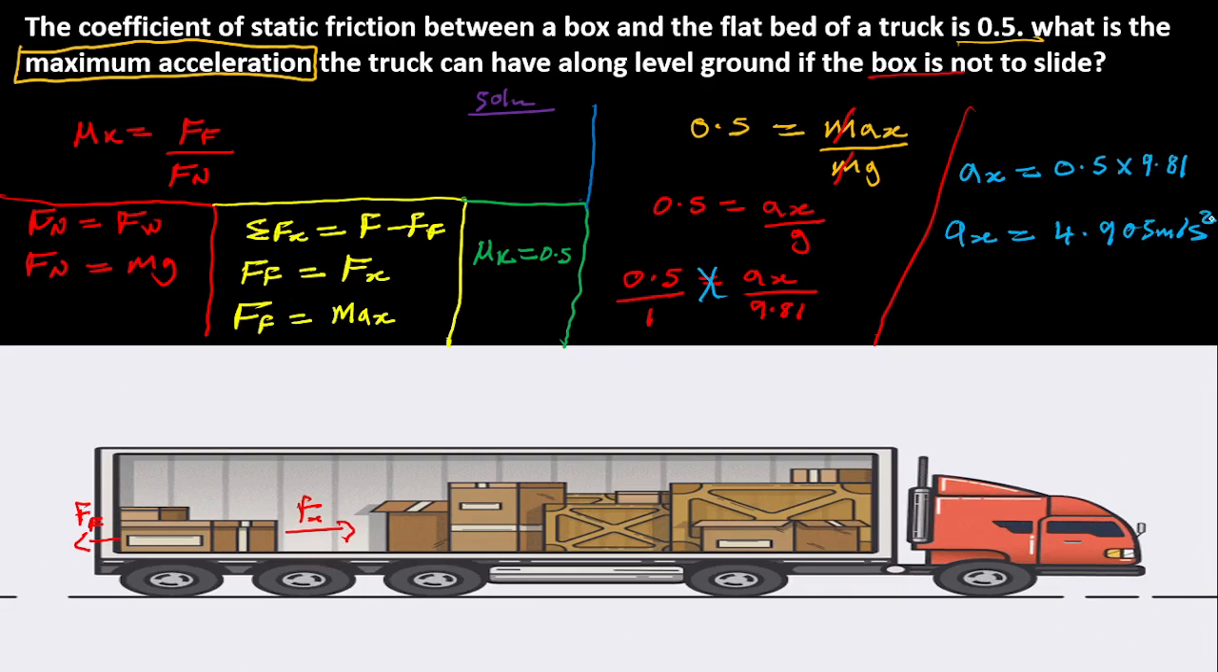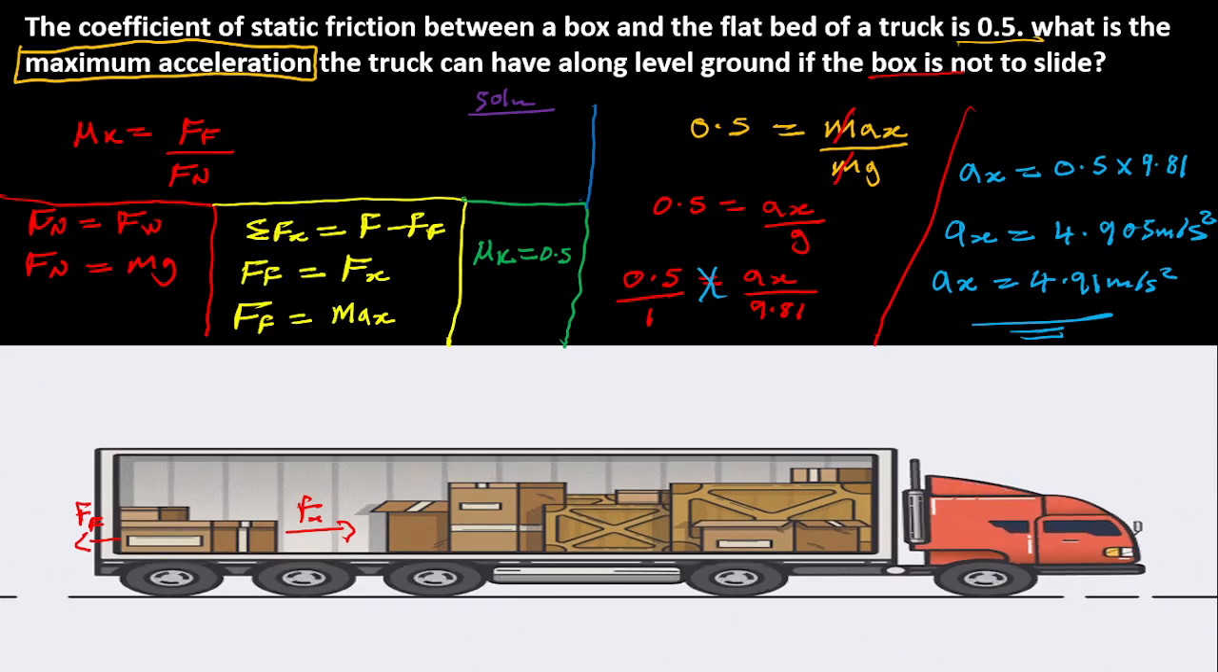So you can round it off. ax is equal to 4.91 meters per second squared. This is how easily you can work it out. I don't know if there are any questions, ladies and gentlemen, so that we can move on to the next question.